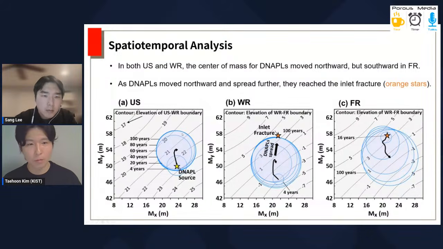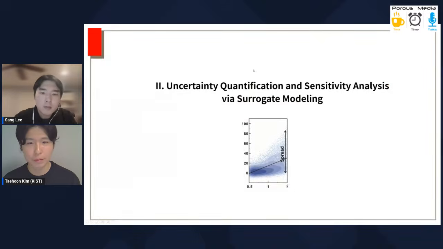So, with this integrated model, we can track the DNAPL plumes, not only where the DNAPL goes, but also how it spreads or evolves over decades. So that was part one, building and running the integrated DNAPL prediction model.